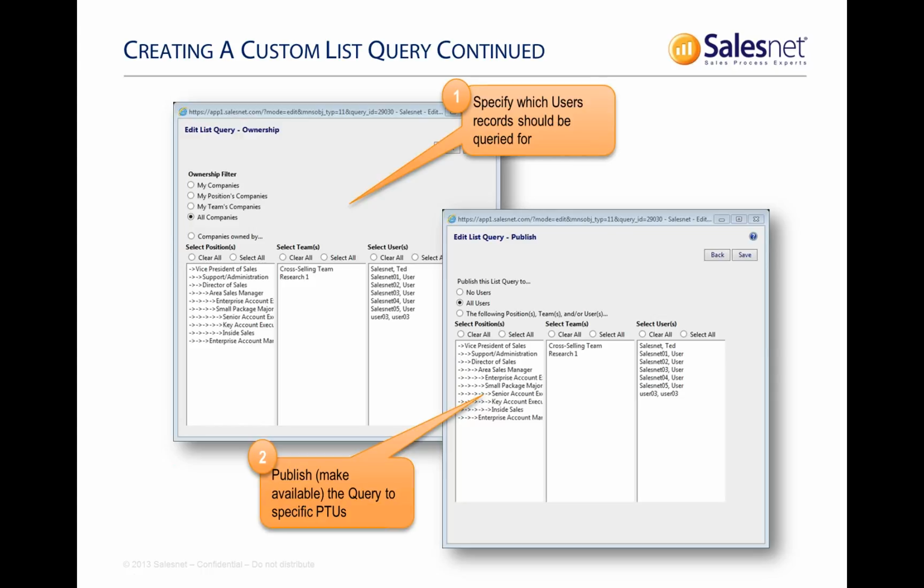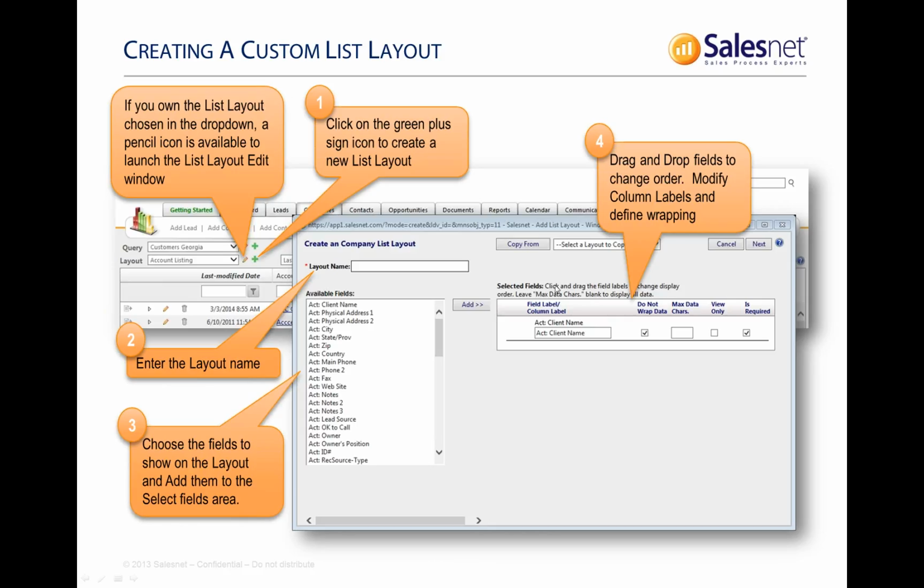So again, when we start our query, our first page we filter on data, second page we filter on ownership, and then third page, if you have the publishing privilege, you pick who you want to share it with. Okay, and again, that's by the PTU. Who can see this query in their query dropdown? And these look very similar. It can be a little misleading, so you have to really read the labels. First page ownership, second page sharing or publishing.